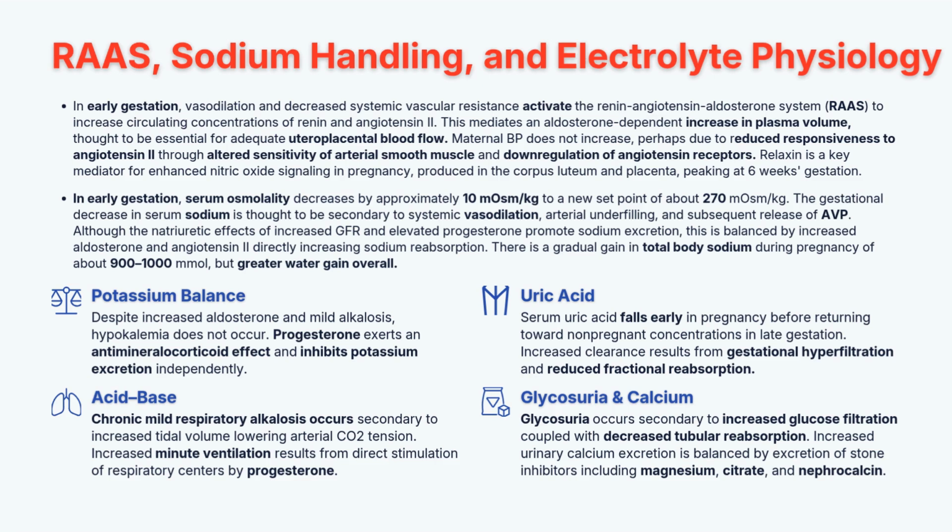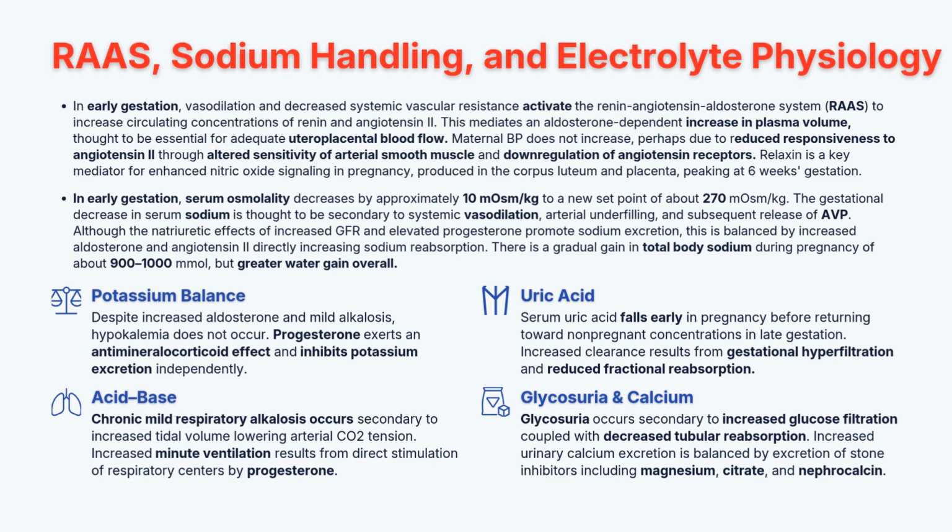Serum osmolality decreases early in pregnancy, usually by about 10 units, which lowers the normal serum sodium level slightly. Even though increased GFR and progesterone promote sodium loss, this is counterbalanced by aldosterone and angiotensin 2 increasing sodium reabsorption. Overall, pregnancy leads to a net gain of total body sodium and water. Potassium levels usually remain normal despite elevated aldosterone. This is because progesterone has anti-mineralocorticoid effects and reduces potassium excretion.